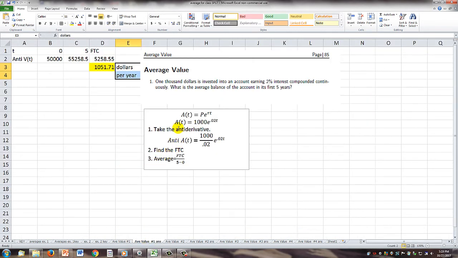So there's your formula. A equals Pe to the rt. Take the antiderivative, find the FTC. Average is equal to FTC divided by B minus A.